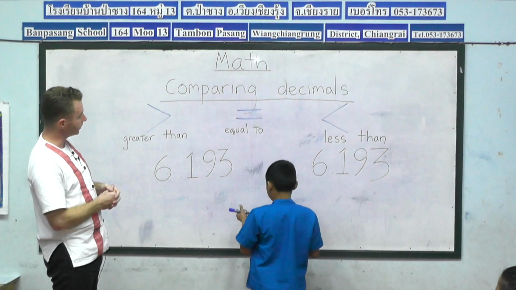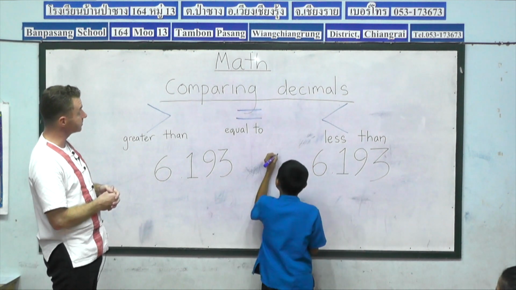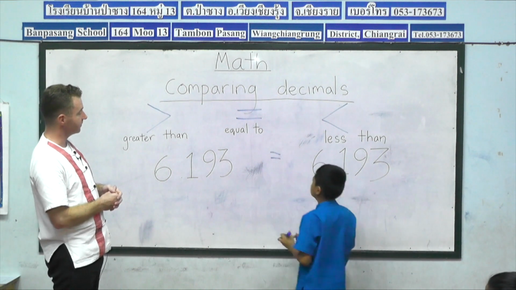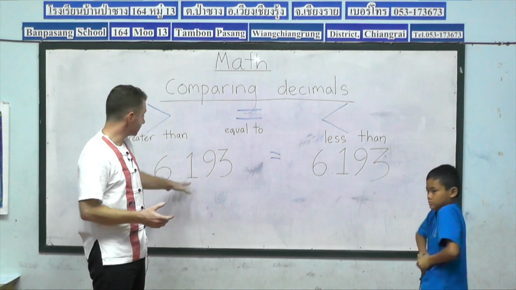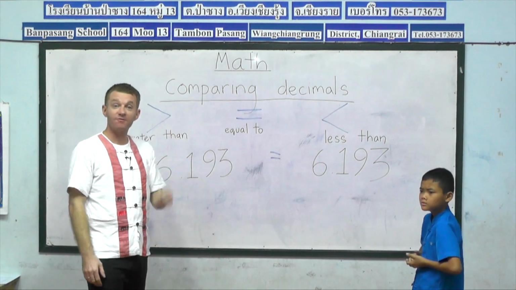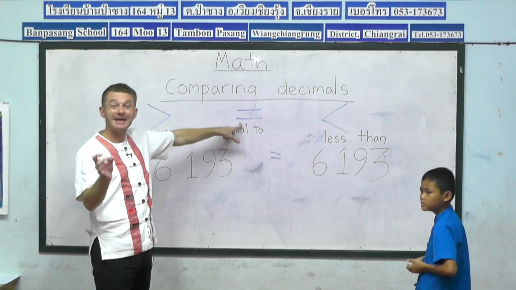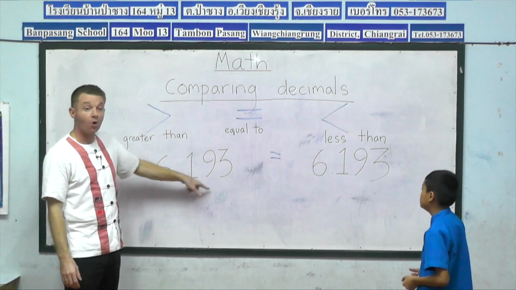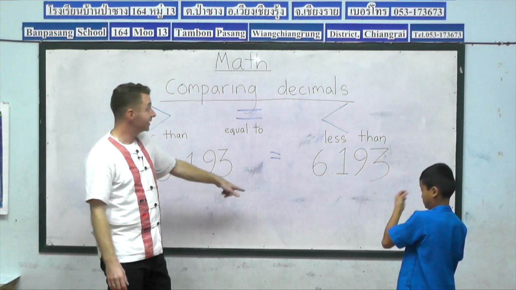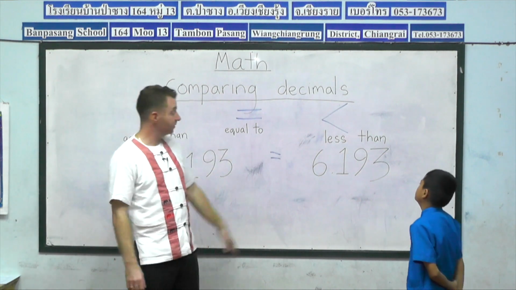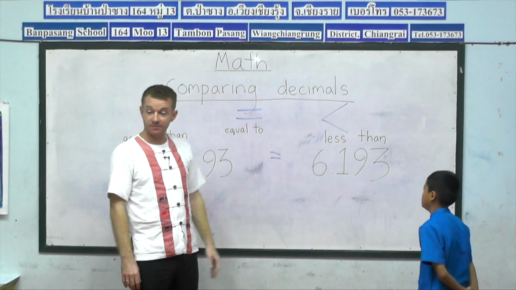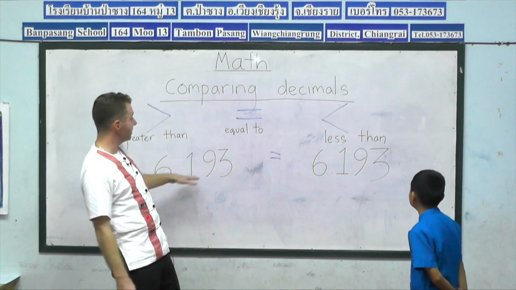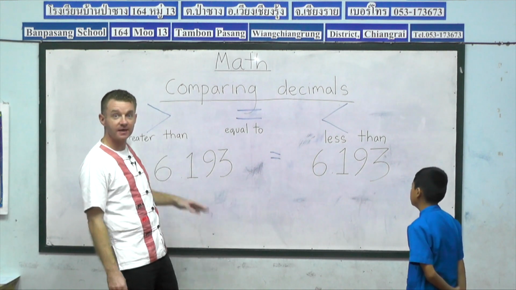So Chu, you can draw the correct symbol to represent both numbers. Excellent, yes. Perfect. Chu has correctly noticed that both numbers are the same. So therefore, we draw the symbol equal to. So ready, guys? 6.193 is equal to 6.193. They're the same. And remember from the previous lesson, we say these are equivalent because they're the same.